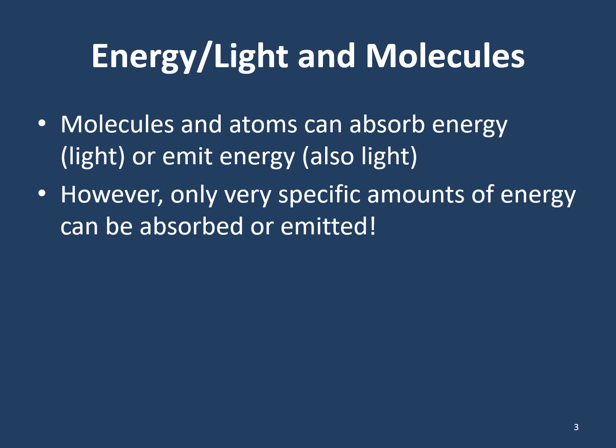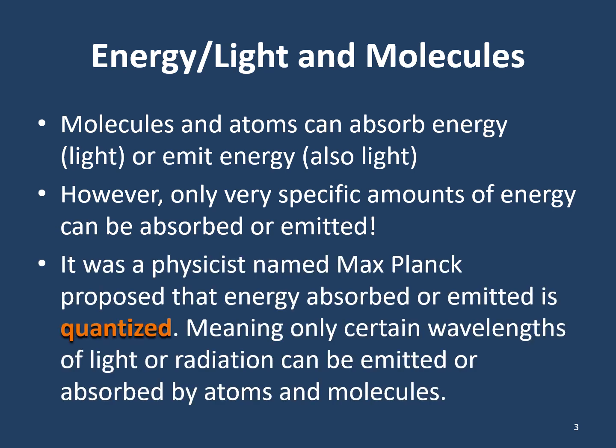But because our orbitals or our energy levels are quantized, only very specific amounts of energy can be absorbed or emitted. Max Planck, same guy that came up with our E is equal to Planck's constant times frequency, proposed that these energies are quantized, meaning that only certain wavelengths of light or electromagnetic radiation can be emitted or absorbed by these atoms, and this backed up Niels Bohr's original model of the atom.